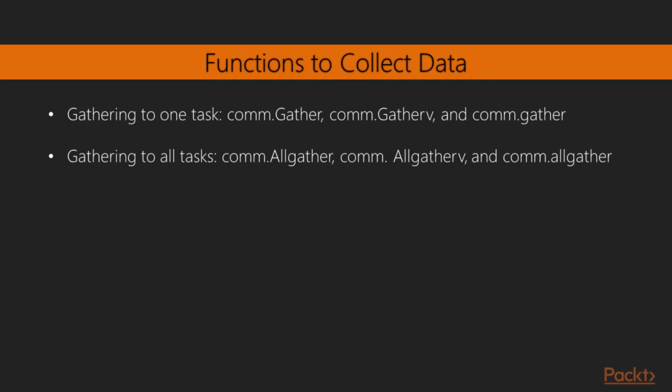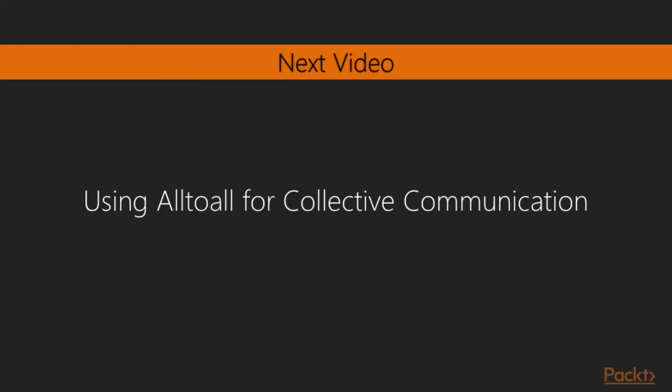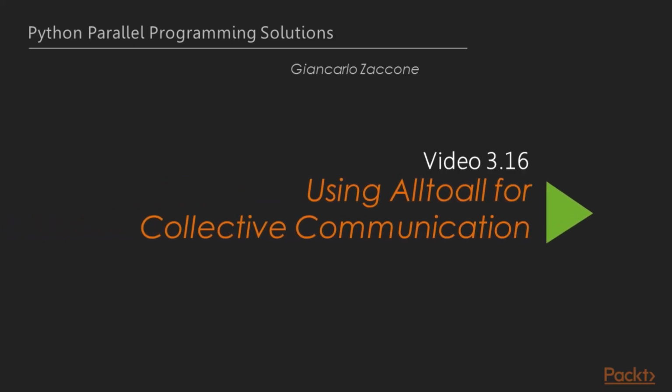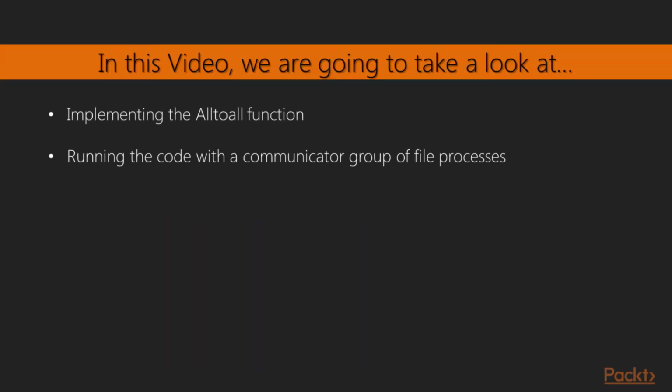Incredible! So we saw how to use gather for collective communication. Our next video shows us collective communication using all-to-all. In the previous video, we saw how to utilize the gather function for collective communication. In this video, we'll go further to use the all-to-all function for collective communication. We'll implement the all-to-all function and run the code with a communicated group of five processes.